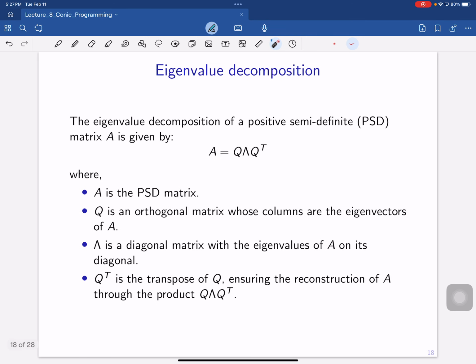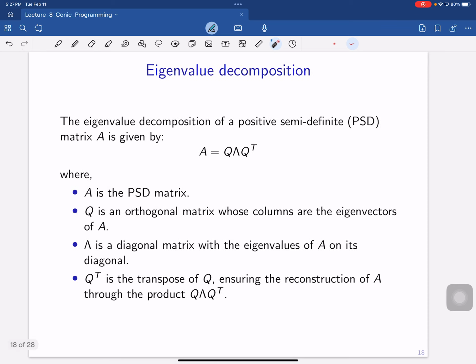And then just to review briefly, eigenvalue decomposition. If A is a symmetric matrix, then you can decompose A as Q times lambda times Q transpose, where Q is an orthogonal matrix. Q contains all the eigenvectors of matrix A, and lambda is a diagonal matrix with the eigenvalues of A on the diagonal. And also remember Q Q transpose equals the identity matrix.